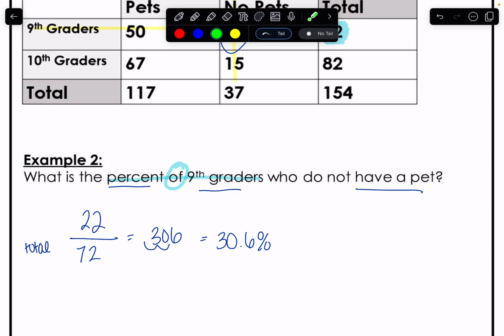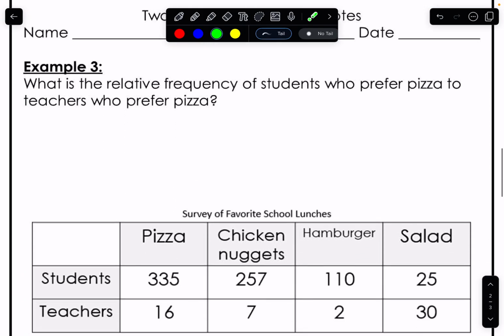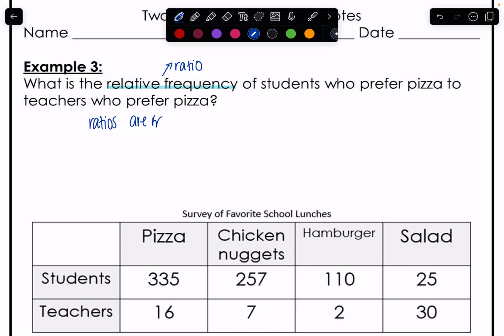Okay, the third type of question that you may see is asking, what is the relative frequency? So relative frequency is really just saying ratio. It's asking what is the ratio of students who prefer pizza to teachers who prefer pizza. So we're comparing students to teachers who prefer pizza. Remember, ratios are fractions.